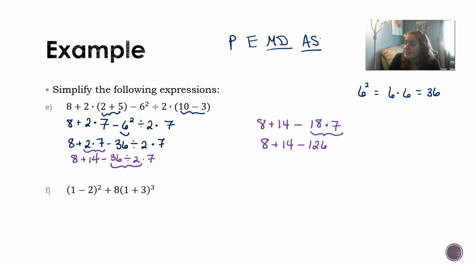Now, the last step is addition and subtraction from the left to the right. So I want to start with the leftmost here, which is 8 plus 14, which is going to give us a 22 minus 126. And of course, you can just type that into your calculator if you'd like to, is negative 104. And you are all done. Yay! You owe $104. Congratulations.